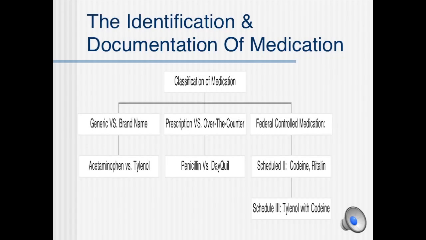So let's talk now about identification and documentation. You have generic versus brand name, which would be Tylenol versus acetaminophen. Prescription versus over-the-counter. Penicillin versus Dayquil. And then there are those regulated by the federal government, or simply controlled substances. These would be codeine, Ritalin, or Tylenol with codeine.